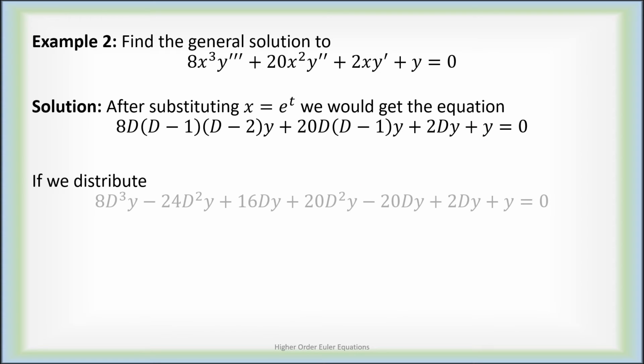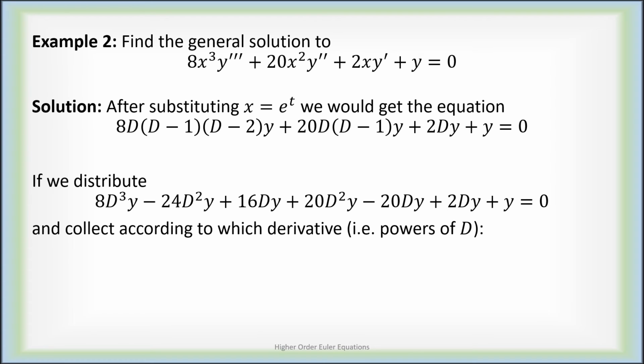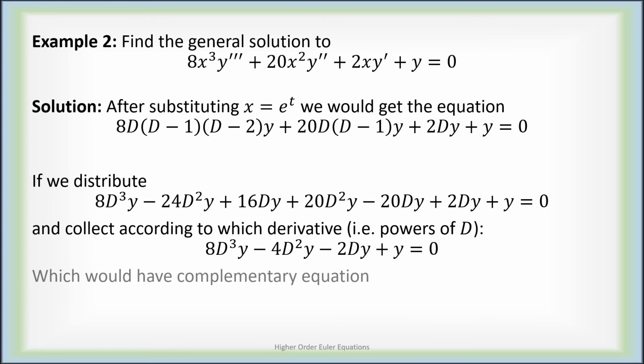Now we distribute everything out. We'll end up with all of this. And now we just have to collect like terms. And we end up with 8D cubed y minus 4D squared y minus 2Dy plus y equals 0. Interpreted as a function of t, this would now have complementary equation 8r cubed minus 4r squared minus 2r plus 1 equals 0.